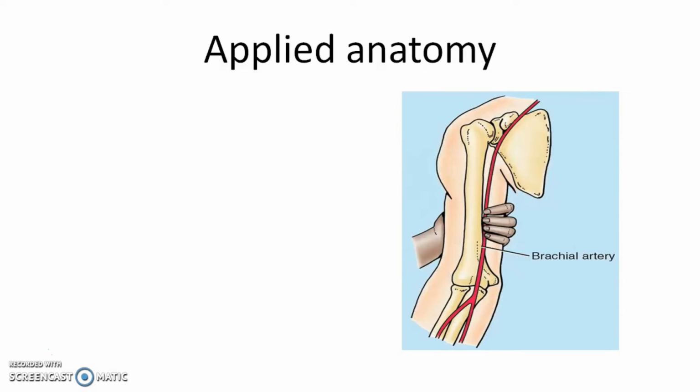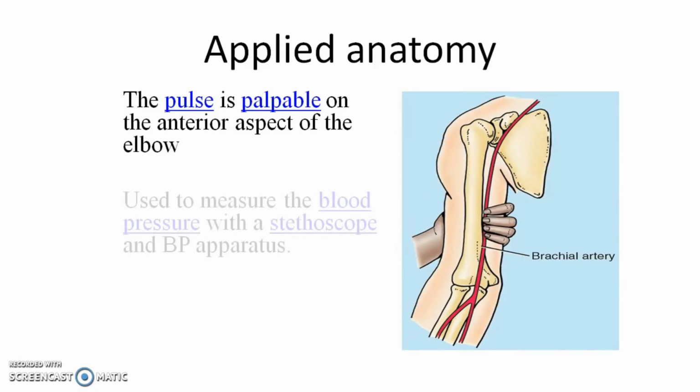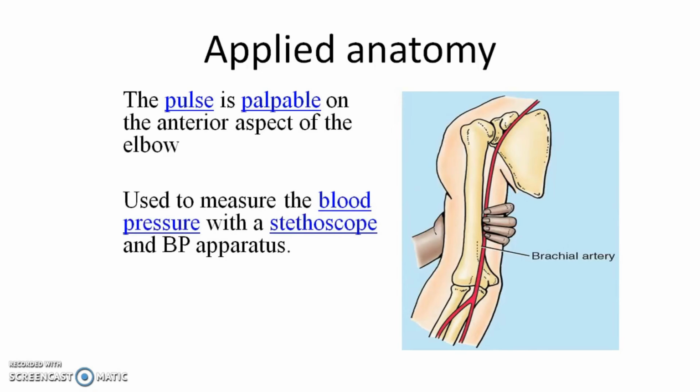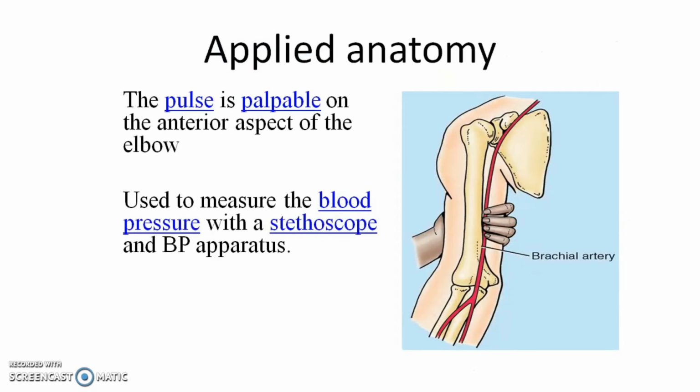Now going for the applied aspect, we have the brachial artery used for pulsation. The pulse is palpable on the anterior aspect of the elbow region. As it is crossing from medial to lateral aspect, we can make out the pulsation clearly in the middle of the anterior aspect of the elbow, and it is used for measuring blood pressure with a stethoscope and BP apparatus. So for measuring blood pressure also it is very helpful.